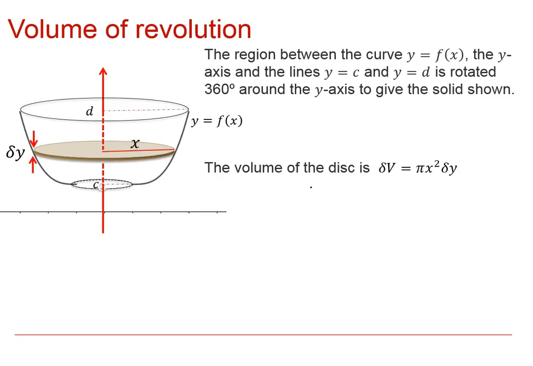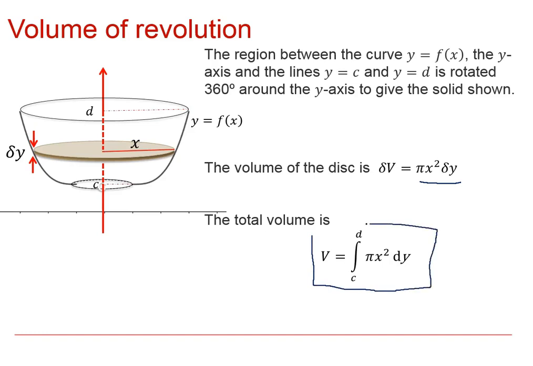So delta y, the small value of y there. The volume of that disk is pi x squared delta y, because x here is the radius of that cylinder. So the total volume is given by the integral between c and d of pi x squared dy. You can see it's very similar to when we do it around the x-axis.